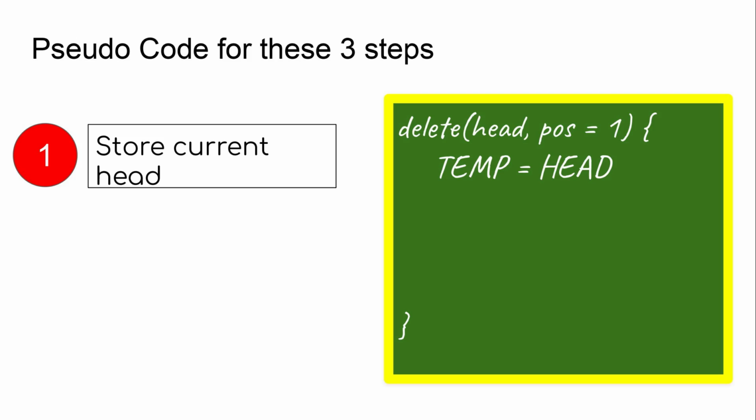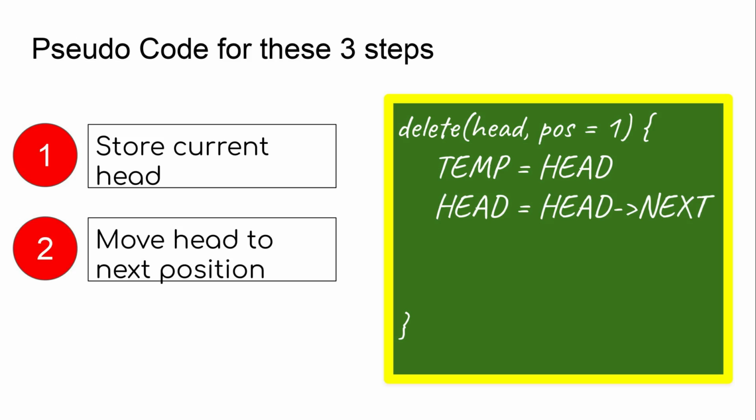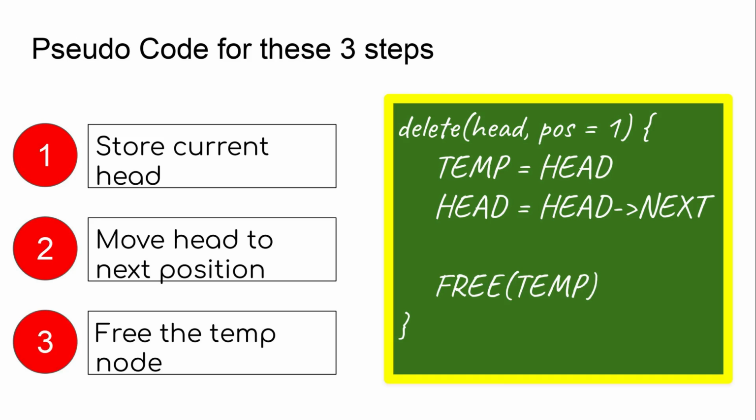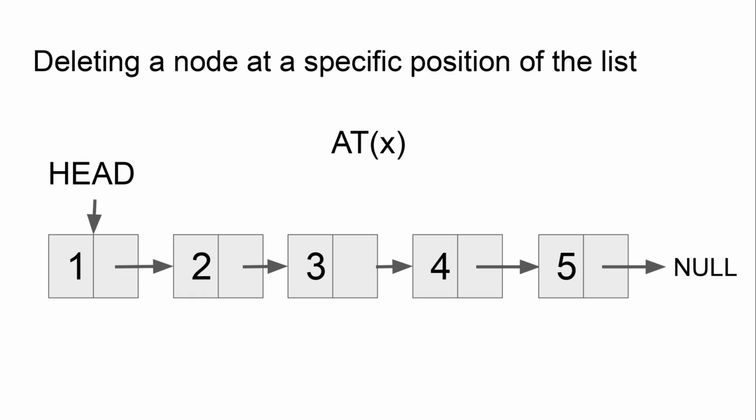First, let's see the pseudocode for this. So for our first step, we simply write temp equals head, which assigns the head to the temporary node. After that, we move our head to the next position. So head equals next of head. After that, we free the temp node. That's all. Now let's see how to delete a node at any specific position, let's say X.